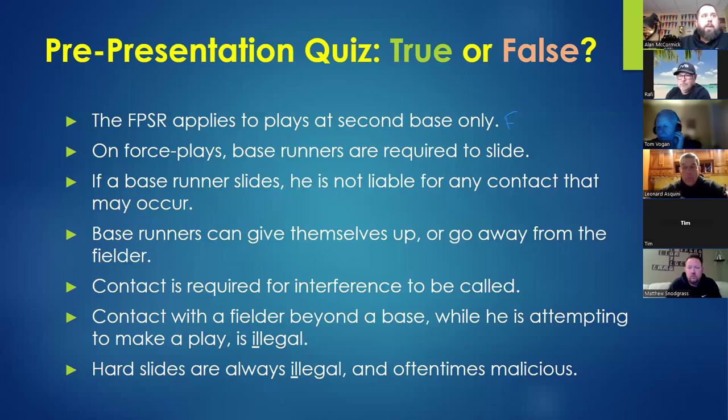Number 4: base runners can give themselves up or go away from the fielder. We had 27 or 28 say true and 1 say false. This is a safety rule, and if runners are able to peel off and get away from the play, that's exactly what the people that write these rules want. They want you to not make that unnecessary contact.